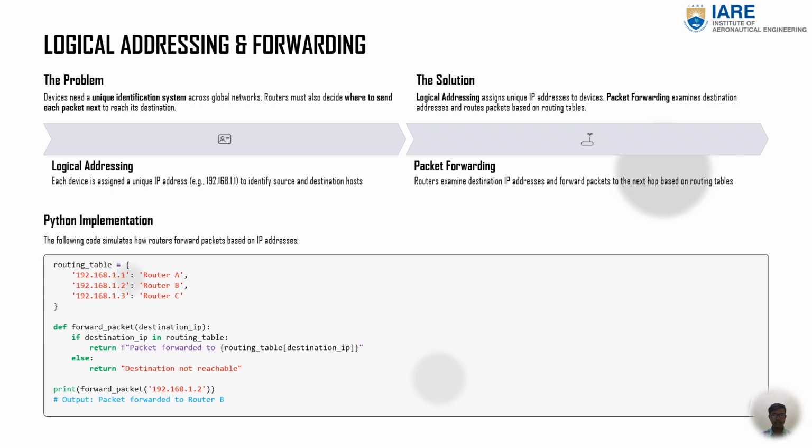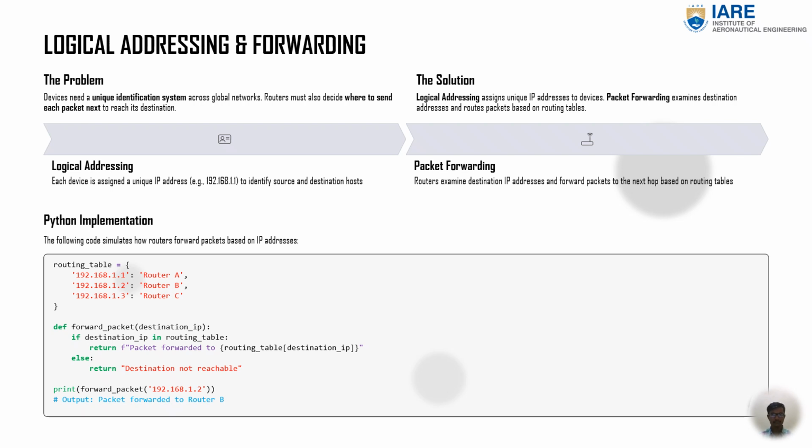Let's define a routing table. Here in Python, it is defined as a dictionary with a key value mapping. The key is a destination. If a packet wants to go to any IP, then the program is to send it to the respective router. This is the concept of routing table and packet forwarding.